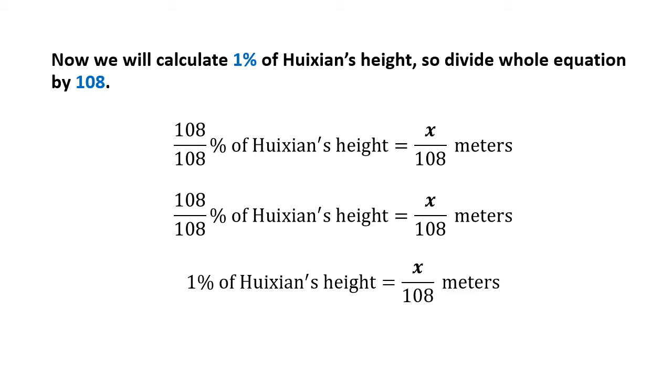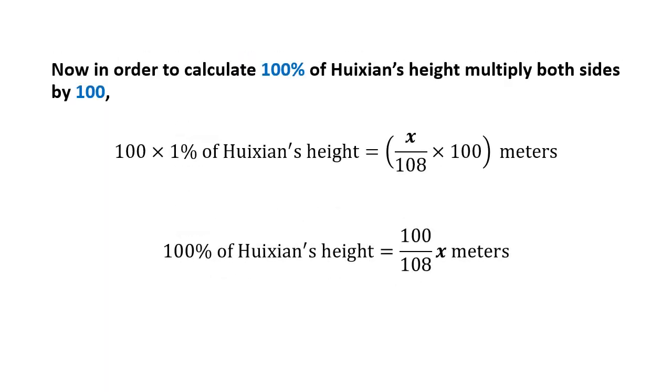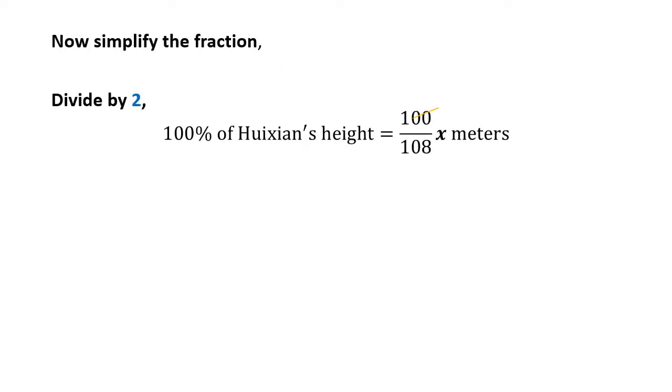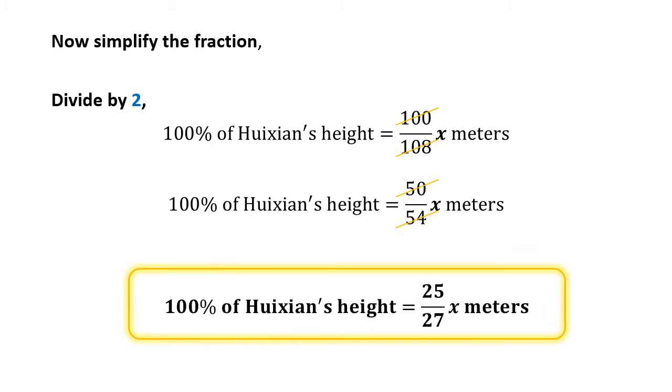Now we will calculate 1% of Huixian's height, so divide the whole equation by 108. After dividing we have 1% of Huixian's height, that is x upon 108 meters. Now in order to calculate 100% of Huixian's height, multiply both sides by 100. After multiplying we have 100% of Huixian's height, that is 100 upon 108 x meters. Now simplify the fraction. After simplification we have 25 upon 27 x meters, therefore Huixian's height is 25 upon 27 x meters.